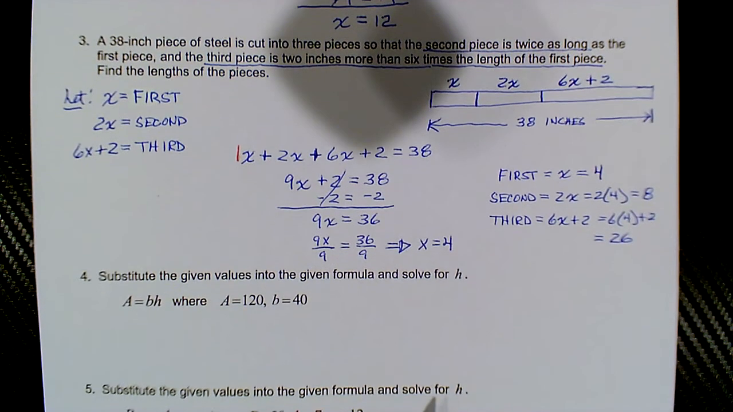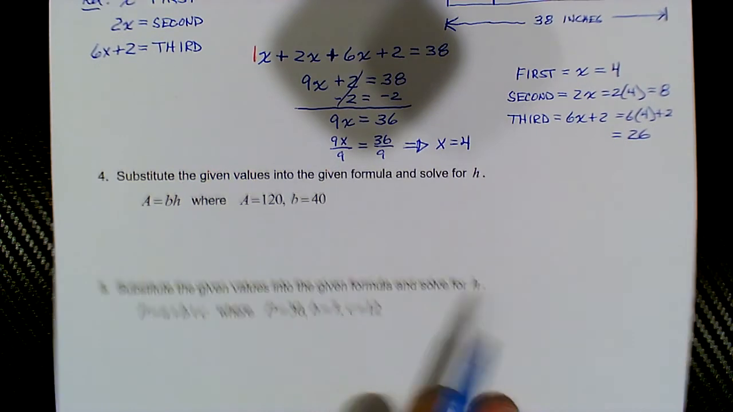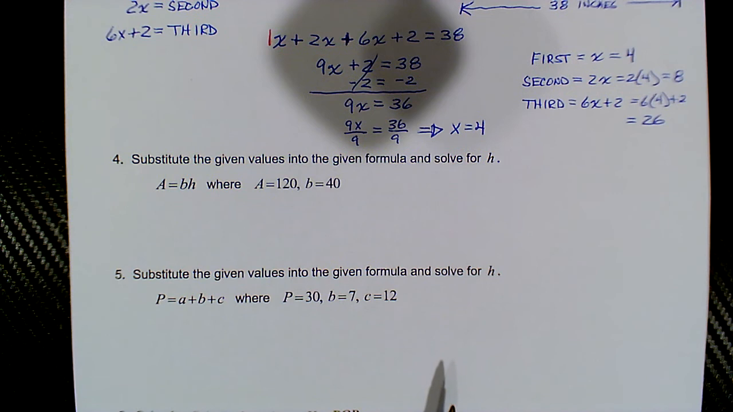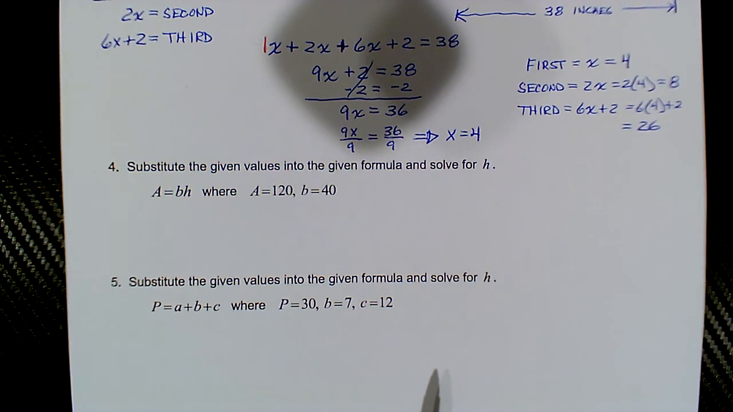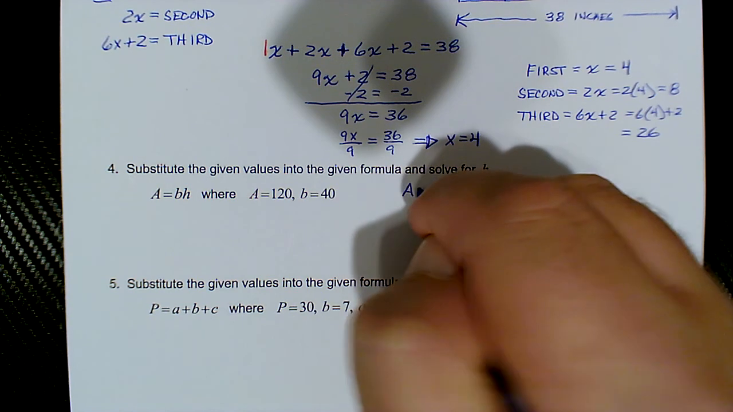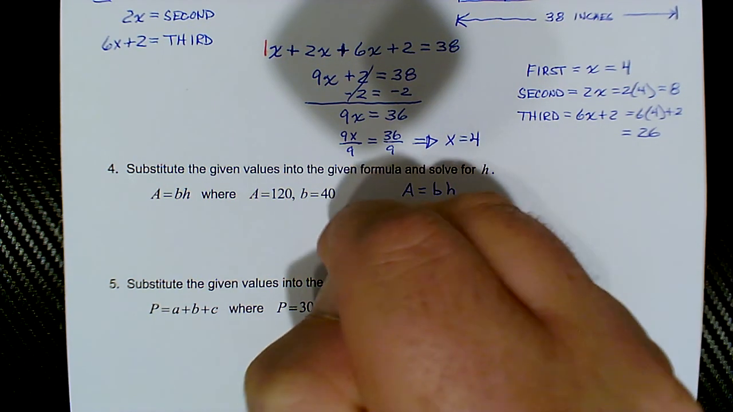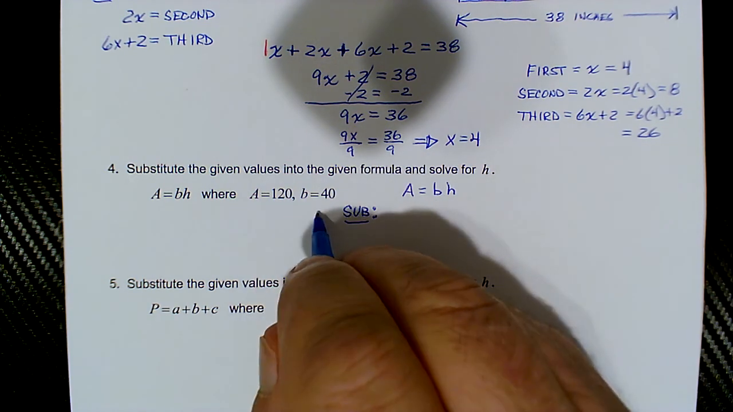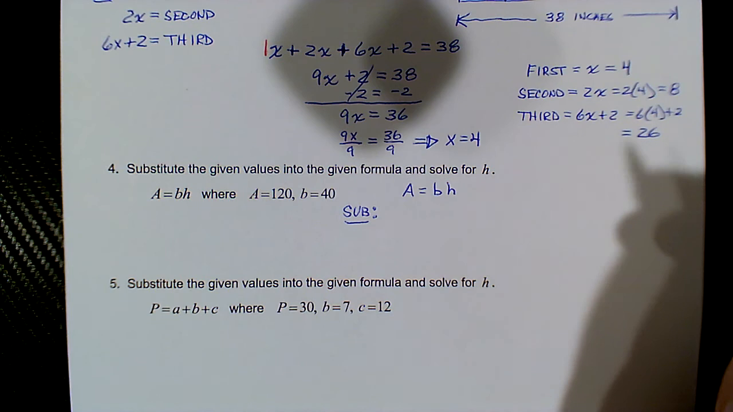Alright, and then we get to what we call literal equations. Well, I'm sorry, not literal equations. This is substitutions with formulas. So we're given formulas that relate variables, and we'll always be given the values of all but one of the variables. And so I'm going to rewrite the formula, A equals BH, and then we're just going to make our substitutions. So that's all there is to it. You just substitute the given values of the variables, and then you solve for the unknown variable.